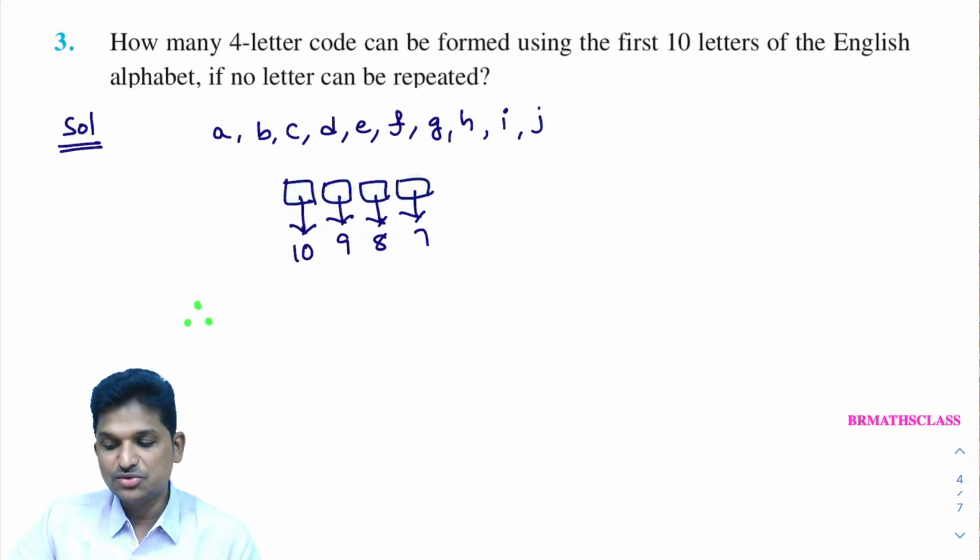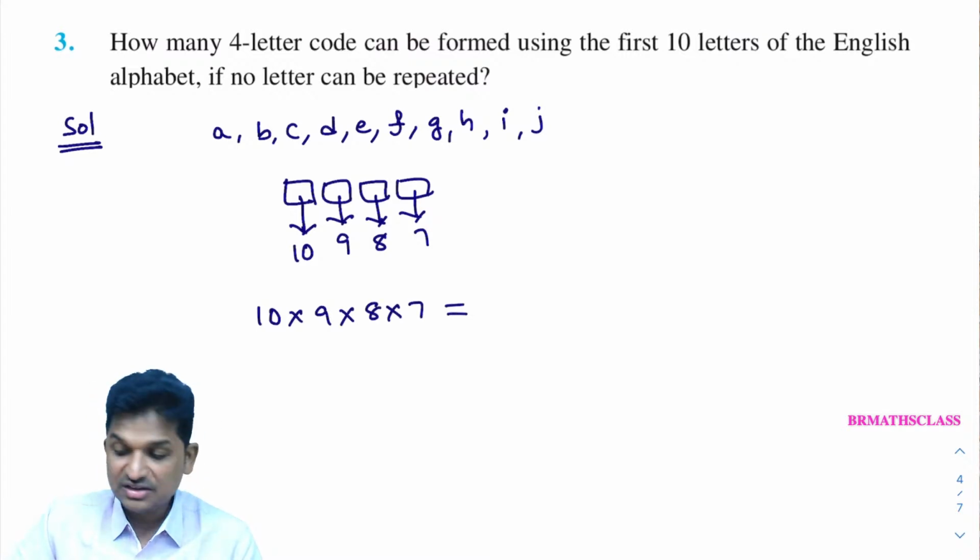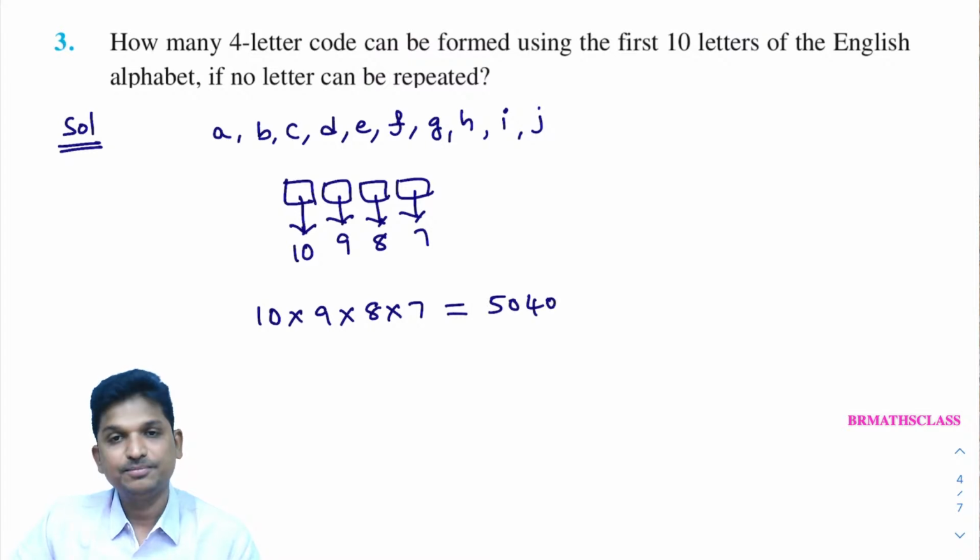So final conclusion is what? Therefore, by the fundamental principle of multiplication, the number of 4-letter codes that can be formed by using the first 10 letters of the English alphabet is 10 into 9 into 8 into 7. If you multiply all these, you will get 5040.